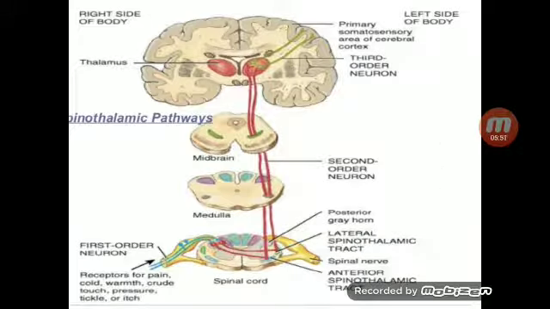So again, this is an important diagram. Look carefully. First order neurons are shown in blue color here. You can see that there are two fibers shown as first order neurons and also second order and third order neurons. One is representing the anterior spinothalamic tract and the other one is representing the lateral spinothalamic tract.